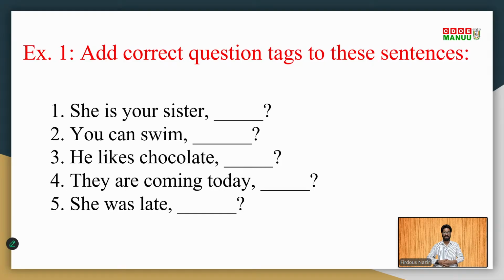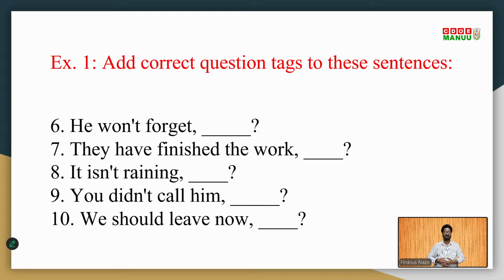Then we have the next one. You can swim. Can't you? He likes chocolate. Doesn't he? They are coming today. Aren't they? She was late. Wasn't she?